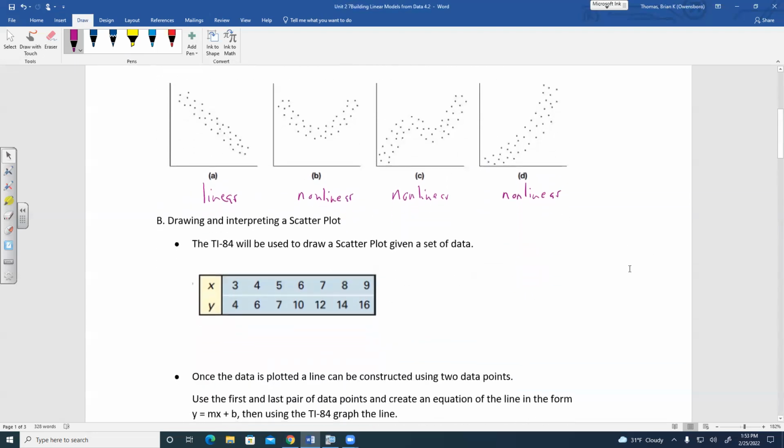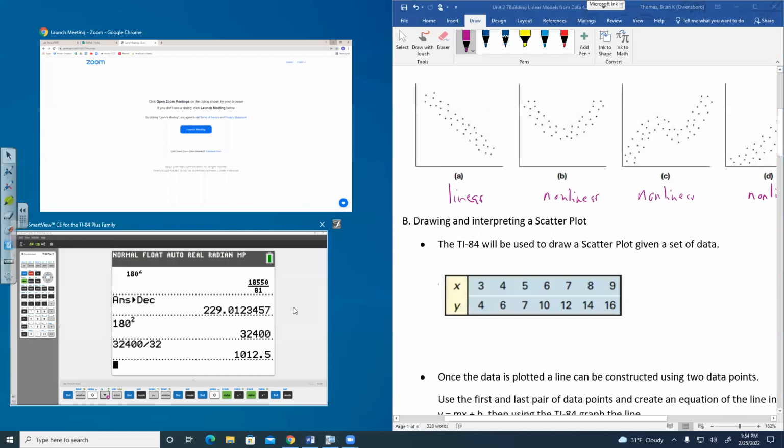So what we're going to do is draw and interpret a scatter plot, using the TI-84 to do this. We're given this data. We really don't know what it pertains to at this time. We're just at the beginning level of trying to use the calculator without having to think more than that. So to do a scatter plot using the calculator, let me see if I can make this happen for us.